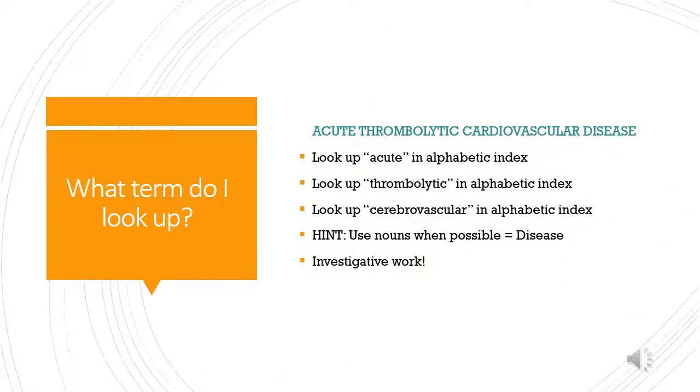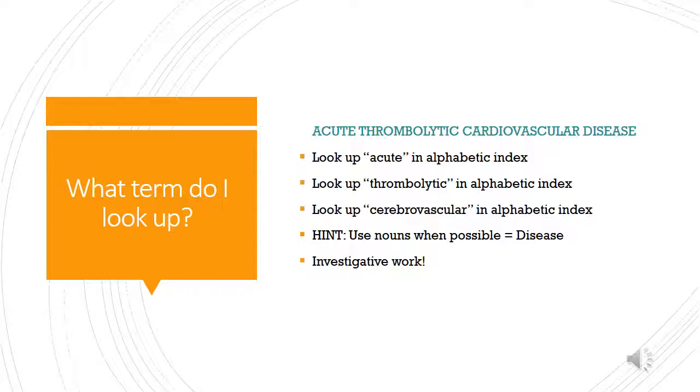Taking our example one step further, if the diagnosis is acute thrombolytic cardiovascular disease, how does a coder know what term to look up? This is the skill that is learned by experience, and you will get better at this the more you assign codes throughout this class. If acute thrombolytic cardiovascular disease is the diagnosis listed on a patient's medical documentation, the novice coder might start by looking up the first word, which is acute. Let's give this a try.